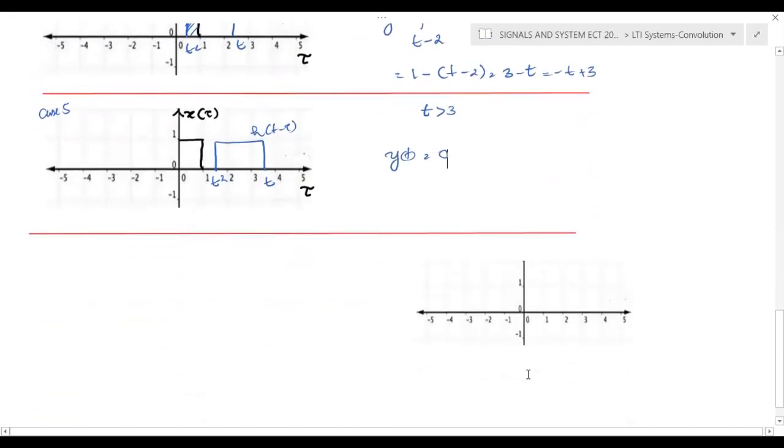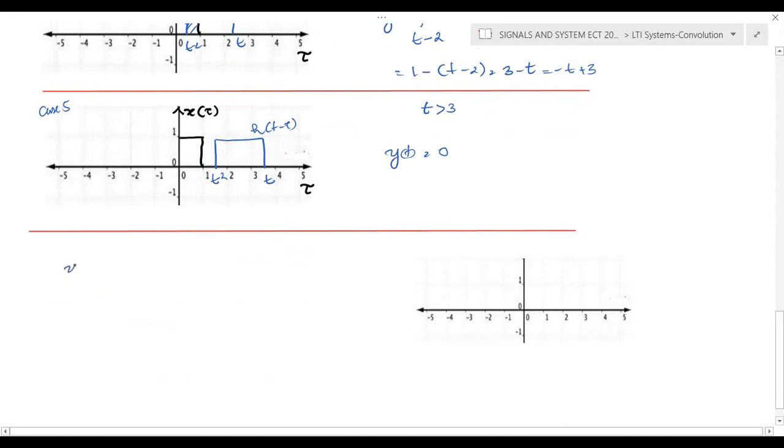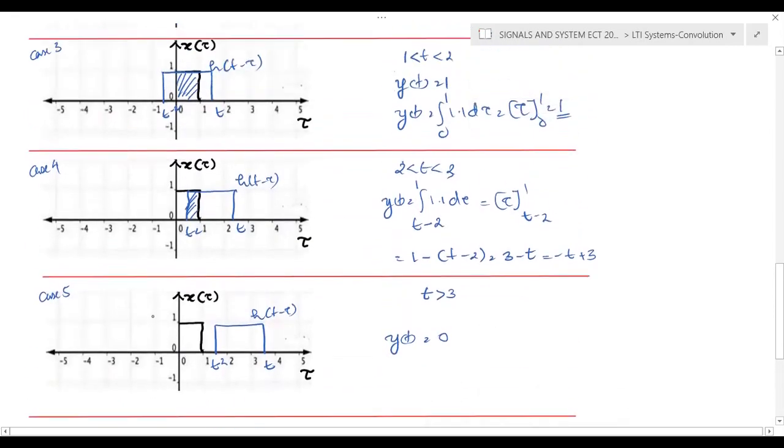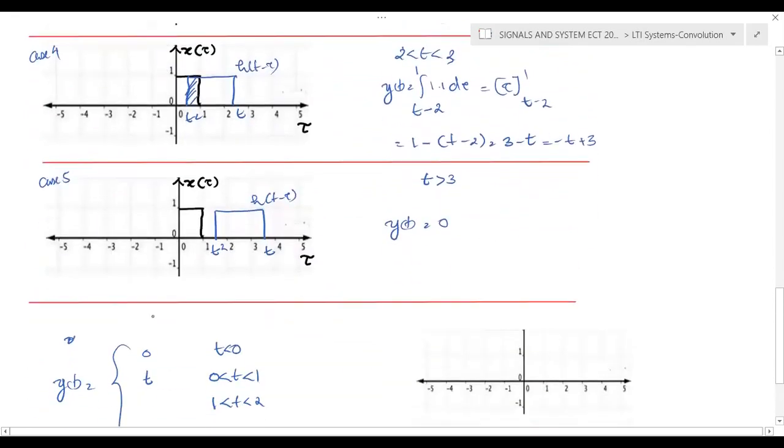Now we can conclude your final equation. Y of t is equal to, in the first case, t less than 0. For that particular case, it's 0. When t is between 0 and 1, y of t is equal to t. When t is between 1 and 2, it's equal to 1.